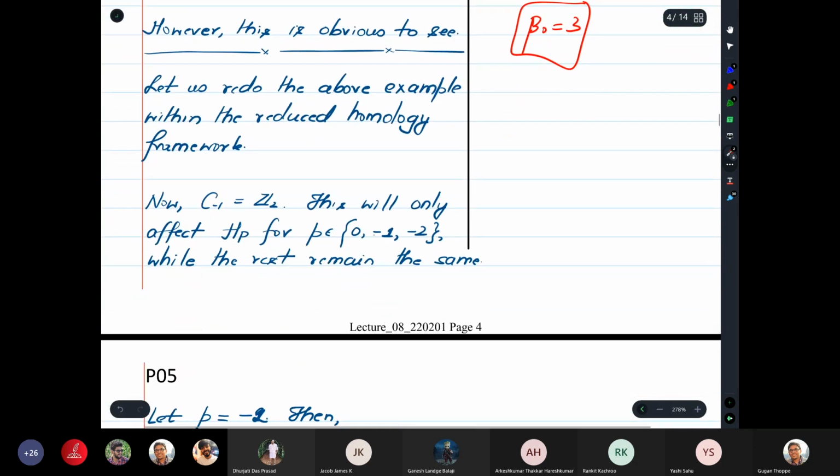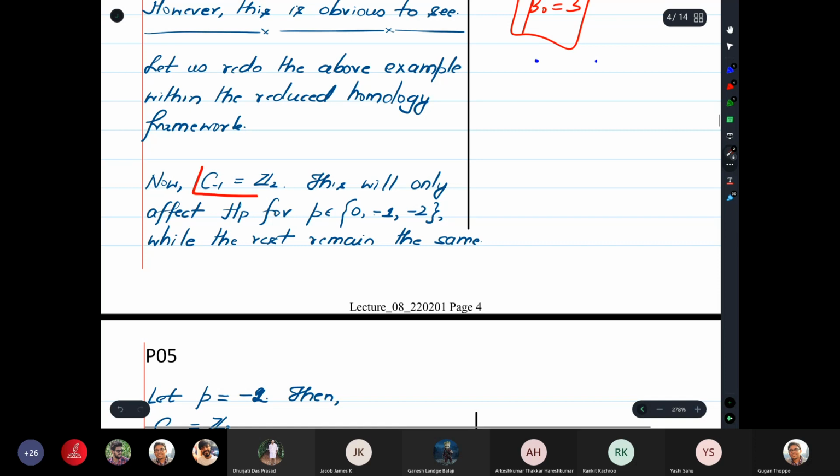Okay, so let's now come back to the discussion on computation of Betti numbers, right? So what we did so far was we looked at this very, very basic example, right? And we computed the Betti numbers associated with this example, but we were under the usual homology framework. Now we will do the same example, but we will now use the reduced homology framework, right? And we will see how things change when we work with the reduced homology framework. So what does it mean when we say we are working with the reduced homology framework? It means that C-1 is said to be this Z2 field, right?